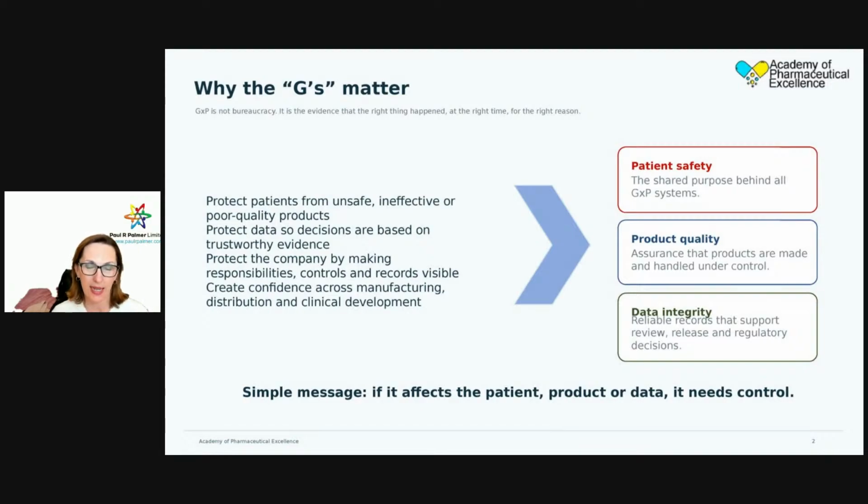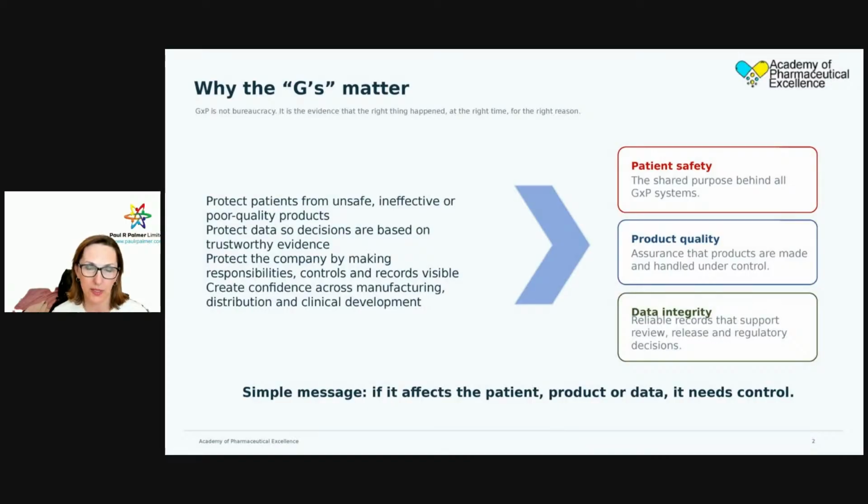And this then allows us to show that the medicine was developed ethically, that it was manufactured under control, stored correctly, transported safely, and supported by trustworthy data. There are three core protections running through all GXP systems. The first one is patient safety. And that means that we protect people from unsafe, ineffective, or poor quality products.